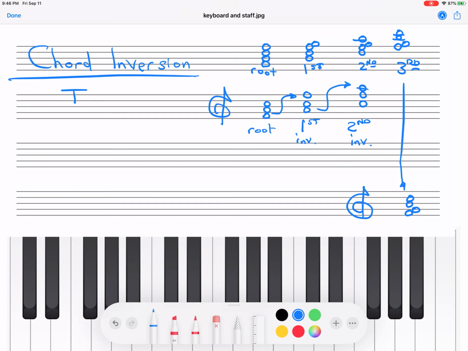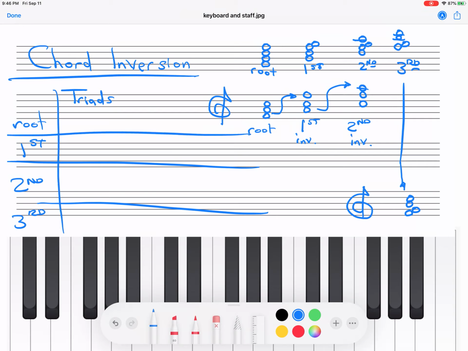So for the triads, I'm going to start with the root position, then first inversion, and then second inversion. And of course I'm going to put third down here, but that's only going to apply for the 7th chords. Okay, you can make this little chart yourself. And okay, so for triads, there's nothing. Triads are the most common, so we don't actually have a symbol for this in the figured bass. For first inversion, we use a 6. For second inversion, we use a 6/4.